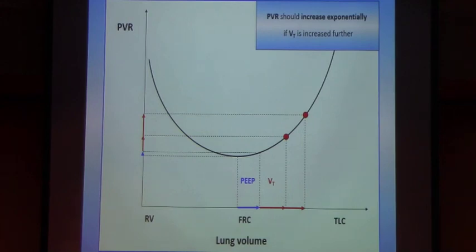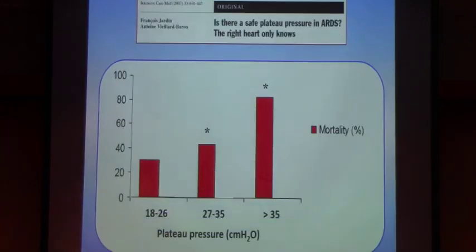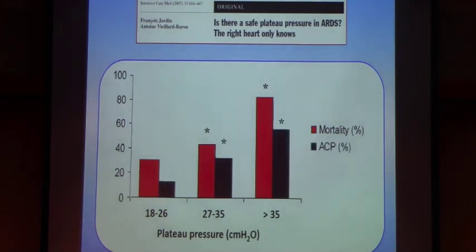This is one of the reasons why we like to decrease tidal volume, not only to avoid the deleterious effects on the lungs, but also on the right ventricle. And this is well illustrated by the study by François Jardin and Antoine Vieillard-Baron in the past. They looked at the plateau pressure, which combines PEEP and tidal volume, of course, and mortality. Look, the higher the plateau pressure, the higher the mortality, but also the higher the rate of acute cor pulmonale, which is the extreme form of RV dysfunction. When you have a high tidal volume, you have a high risk of RV failure because of the combination of PEEP and tidal volume.